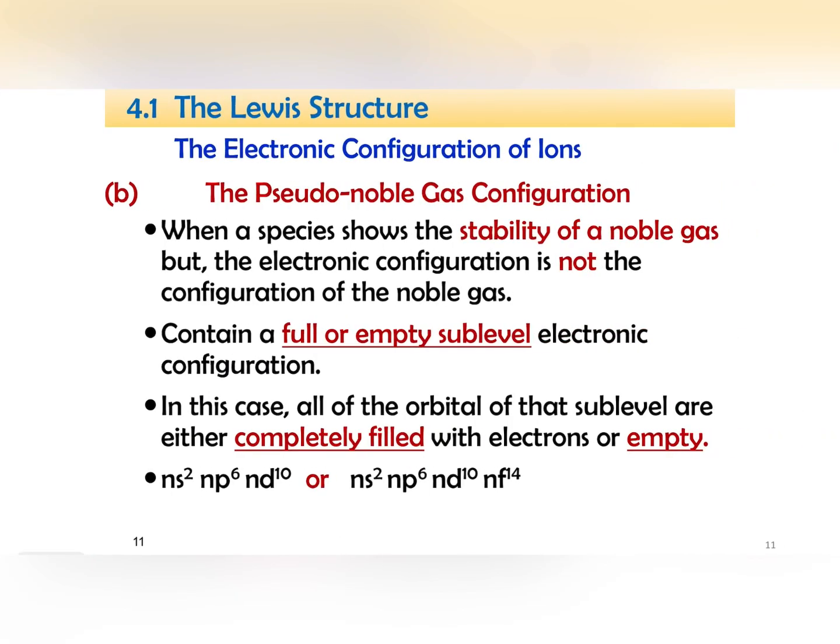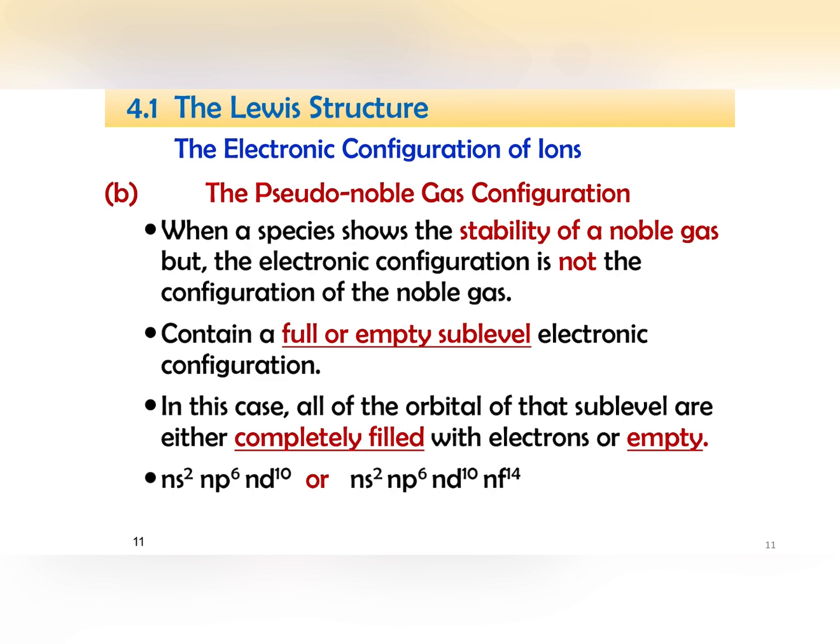Right, so next kita nak tengok pseudo noble gas configuration. Okay, so this is when a species shows the stability of a noble gas. Okay, tapi but the electronic configuration, dia tak ada pun dalam group 18. Bila kita nak compare, tak ada pun yang sama dengan group 18 punya elements. Okay, this is when it contain a full ataupun empty sublevel of the electronic configuration.